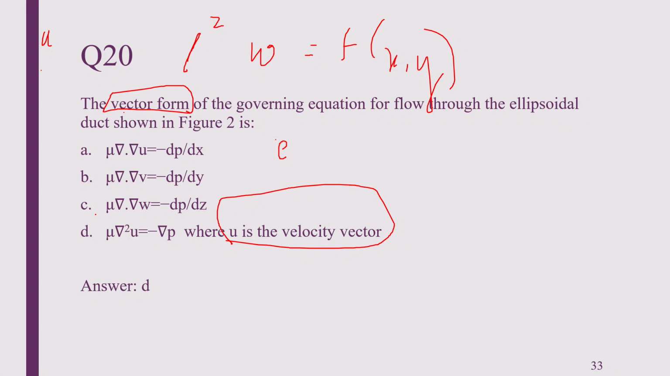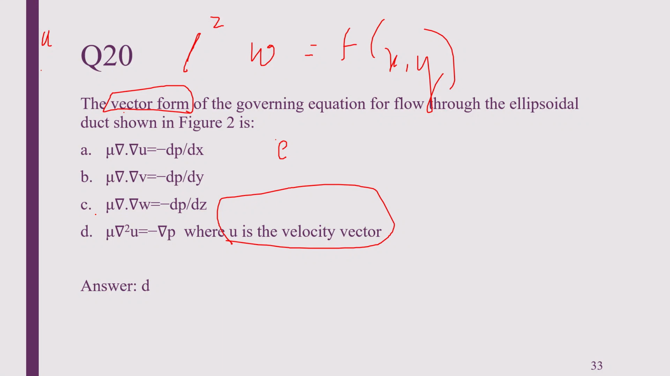If it is a question regarding anything else, a simple governing equation, option C would have been more accurate. But in the question, it is asked to write the vector form of the governing equations. So this is the Navier-Stokes equation in vector form, where we have applied assumptions like steady state flow, and gravitational force has been neglected due to not much impact. So mu del square u is equal to minus delta p is the right answer. Option D is the right answer.